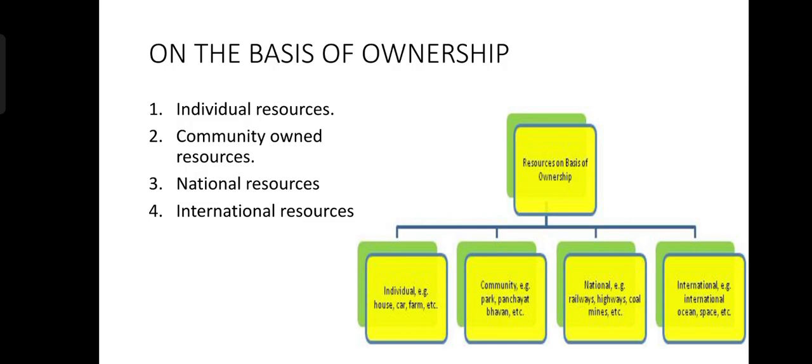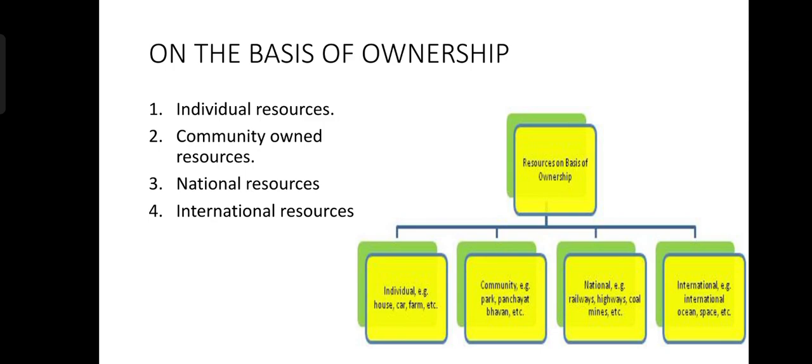Now, in this, students will be able to understand the types of resources on the basis of ownership. So first is individual resources, second is community owned resources, third is national resources, fourth is international resources. So students will be able to understand that on the basis of ownership there are four types of resources. First is individual, for example house, car, farm.